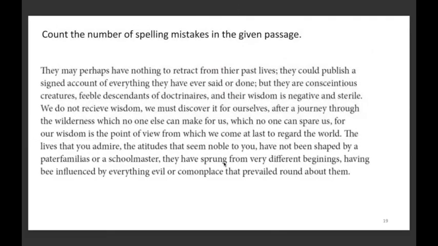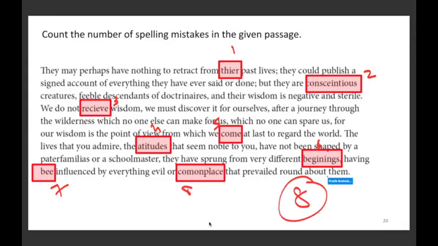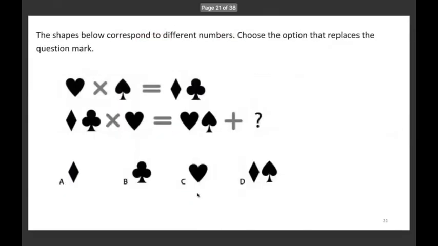You're given here a paragraph. You have to count the number of spelling mistakes that are there in this paragraph. How many spelling mistakes are there in the paragraph? So these are all the spelling mistakes that are there in the paragraph listed. 1, 2, 3, 4, 5, 6, 7, and 8. Makes up total of 8 spelling mistakes here. Okay, we'll move to the next one.